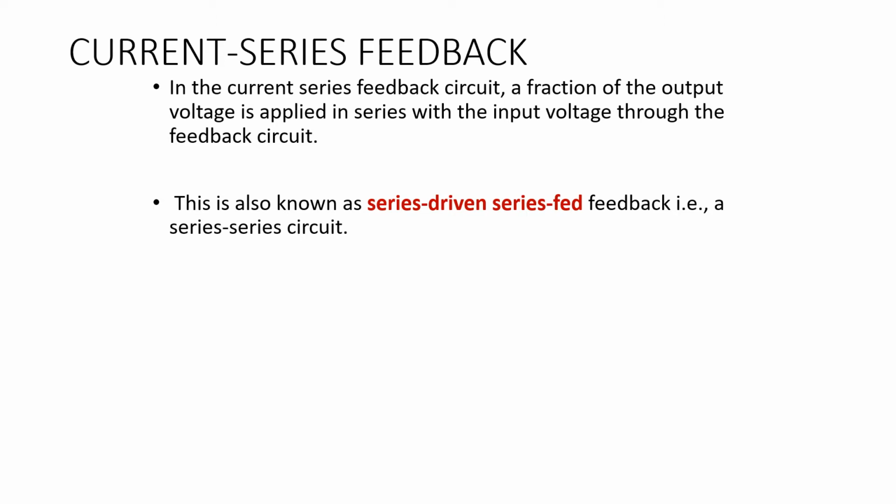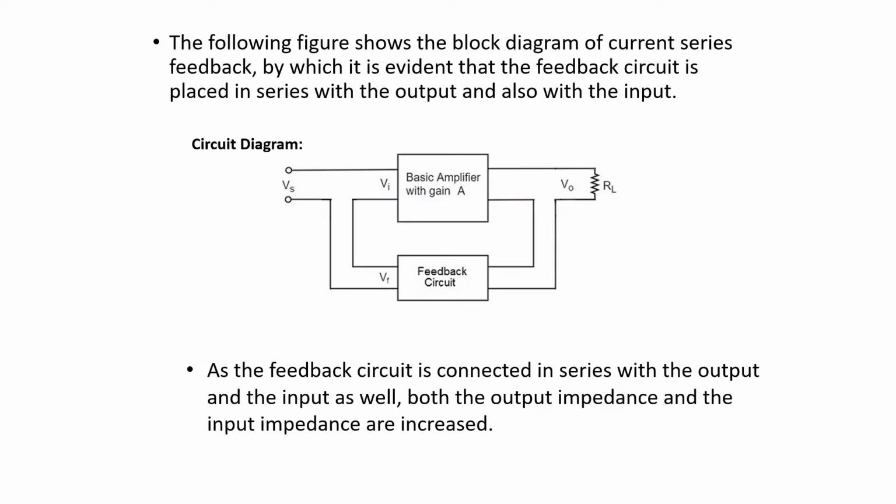The next point is the block diagram of the current series feedback connectivity. Here the block diagram represents two parts: a basic amplifier with gain A, and then a feedback circuit. We will denote this feedback circuit as beta. If you have gone through the previous lecture, you will understand that we always denote the feedback circuit with beta. Now here you can see how the connectivity is done. The feedback circuit is placed in series with the output and also with the input. So we name it the current series feedback connection because it is placed serially with the output and also with the input.